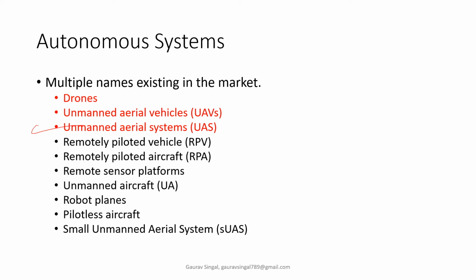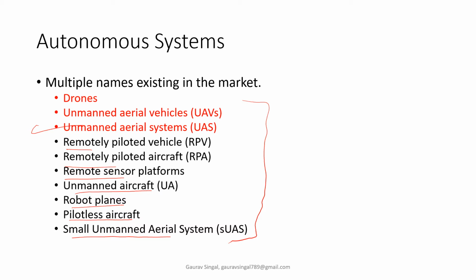Next, remotely piloted vehicle, remotely piloted aircraft, remote sensor platform, unmanned aircraft, robot planes, pilotless aircraft, and SUAS, basically small unmanned aerial system. Multiple names exist in the market, so everyone has given a name to basically a flying device according to their application.